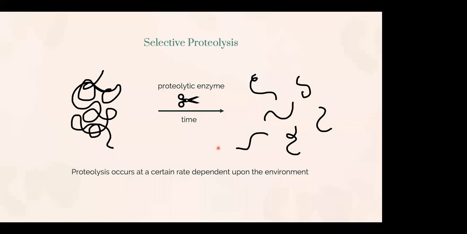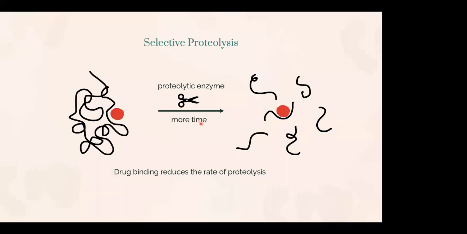So selective proteolysis refers to the fact that when you have a protein, again shown here with this very artistic drawing, and you introduce a proteolytic enzyme, which acts as a pair of molecular scissors, it will cut that enzyme into smaller pieces over time, and it occurs at a certain rate dependent on the environment. If we introduce a drug, the drug reduces the rate of that proteolysis. So it takes a longer time for this full-length protein to get cut into these shorter length proteins.